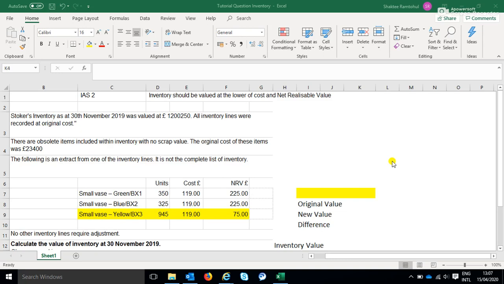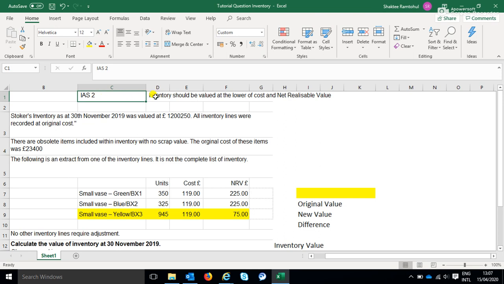Hello everyone. The purpose of this video is to illustrate the concept of IAS 2, more specifically how we value inventories. I've recently had a class test and I saw that quite a lot of students got confused with that question. So let's look at what IAS 2 is really about.